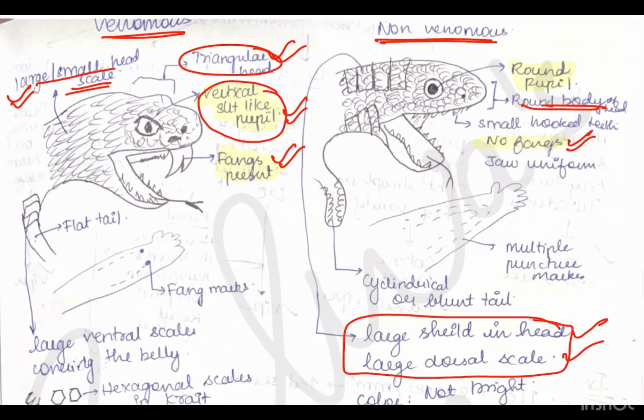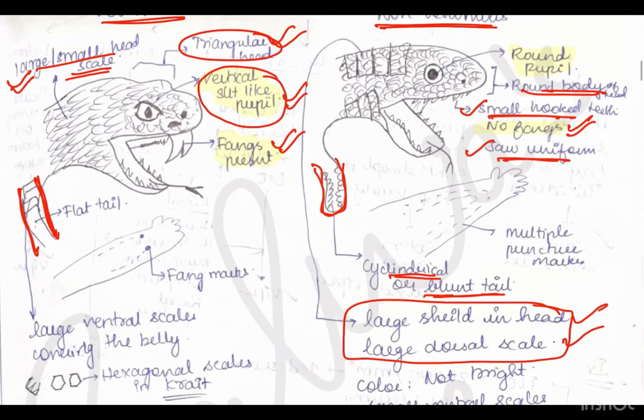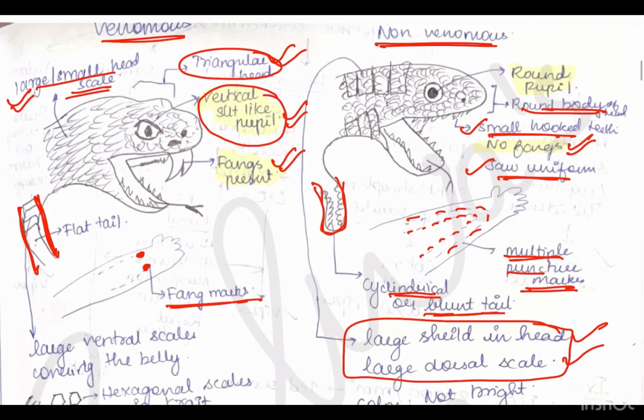Then, here, the jaw is uniform and has small teeth present. These are called small hooked teeth. And the tail is flat in venomous snake, whereas in non-venomous snake, it is cylindrical or blunt tail. Next, since the venomous snake has fangs, when it bites, the fang marks are present. Whereas in non-venomous snake, when it bites, multiple puncture marks due to the small hooked teeth will be present in the hand.